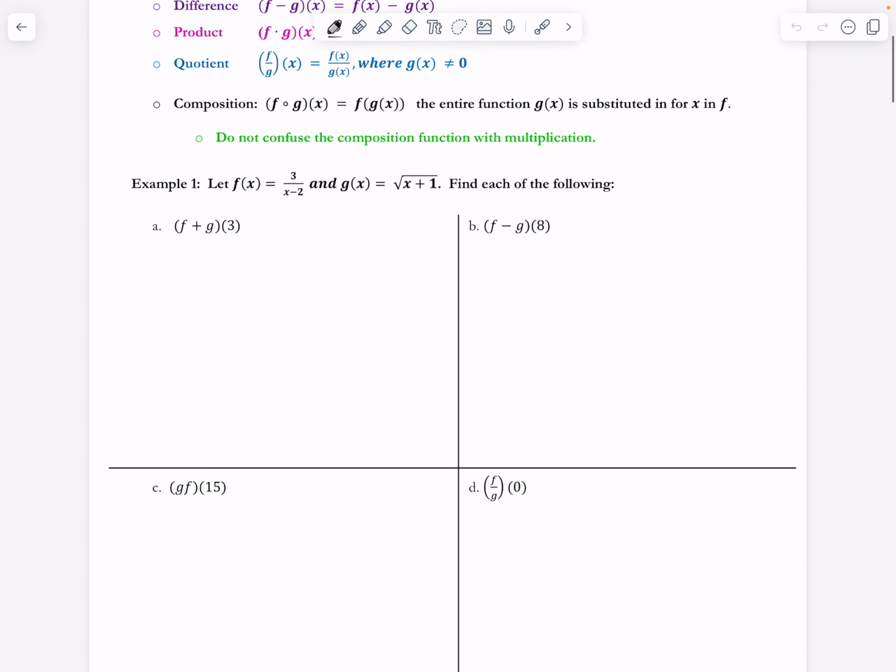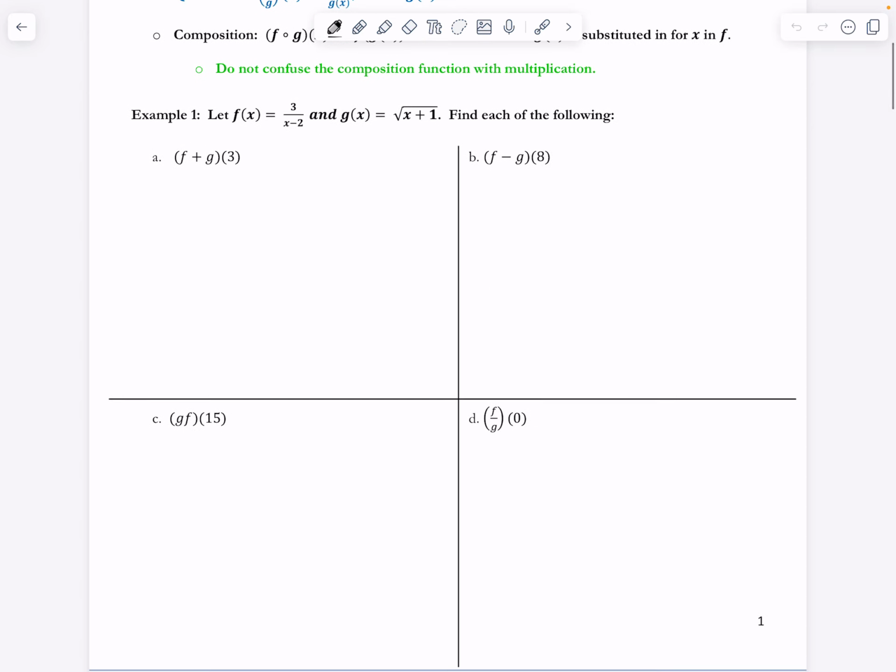All right, so we've got two functions here, f of x and g of x. And I don't think you know the name of the f of x function yet. We will do that later this school year. That's called a rational function. And then the g of x function you hopefully should know, that is the square root function.